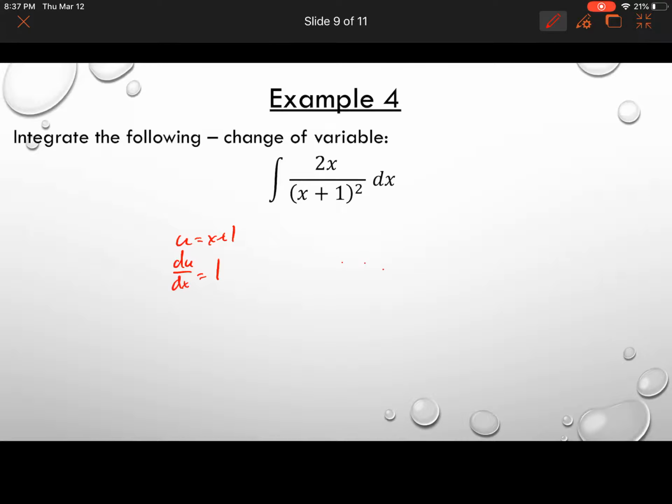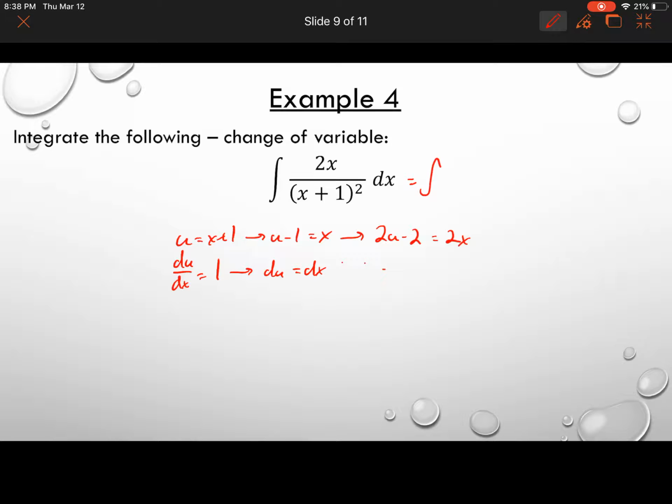So u is equal to x plus 1 is the same thing as saying that u minus 1 is equal to x. Well, we want 2x. Well, I just multiply both sides by 2. You get 2u minus 2 is equal to 2x. So now not only do we have the substitution for x plus 1, we have the substitution for 2x, and if we quickly solve for dx here, we have a substitution for dx.